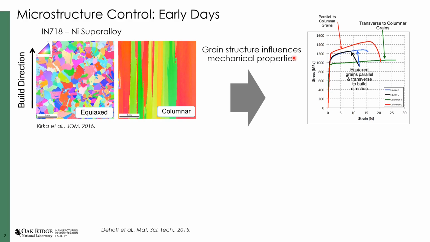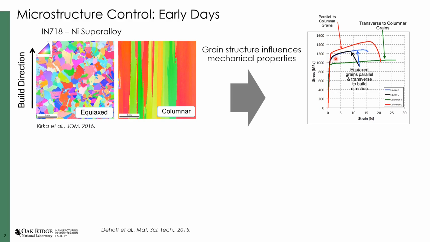So if we take a look at the tensile behavior at room temperature for these two microstructures, our properties are dependent in the columnar case on which direction we're pulling. So if we pull along the direction of the grains, along the build direction, we get a slightly higher yield strength. And if we pull transverse to that direction, then we get a lower yield strength. In the case of these equiaxed grains, we get similar properties no matter what direction we pull.